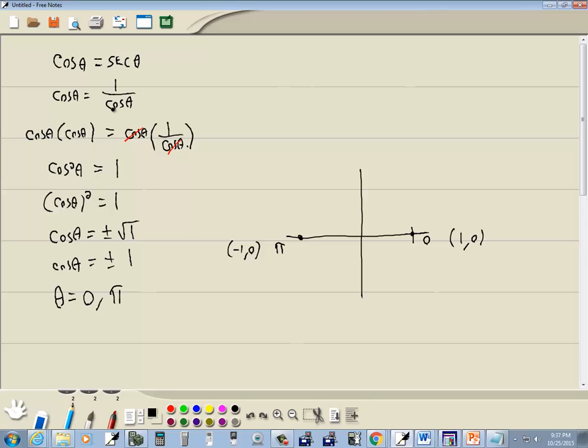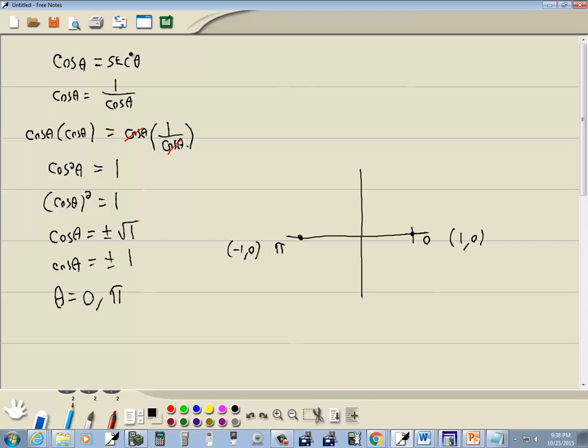We can change identities to other identities in order to work the problem, but we should always check our answer. So if I plug this back in my original problem, cosine of 0 is 1. Now if I put 0 in for secant, secant is 1 over cosine, 1 over x. You could think it's r over x, but r doesn't really matter in these. So 1 over x.